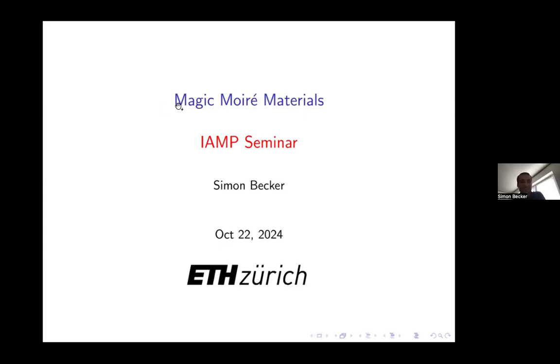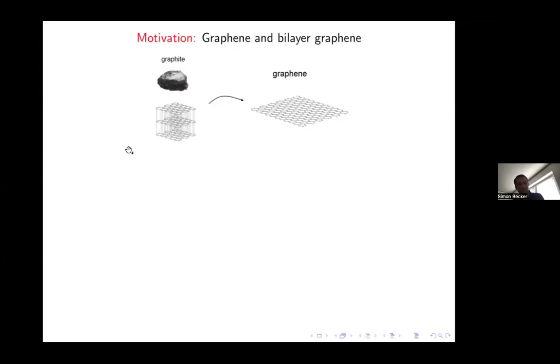So I'm going to tell you a bit about what these moire materials are about. The way I want to start is that nowadays a wide range of materials have become something people study, 2D materials mostly. But the material that got everything started was graphene, a two-dimensional material that has this honeycomb structure that only consists of carbon atoms.